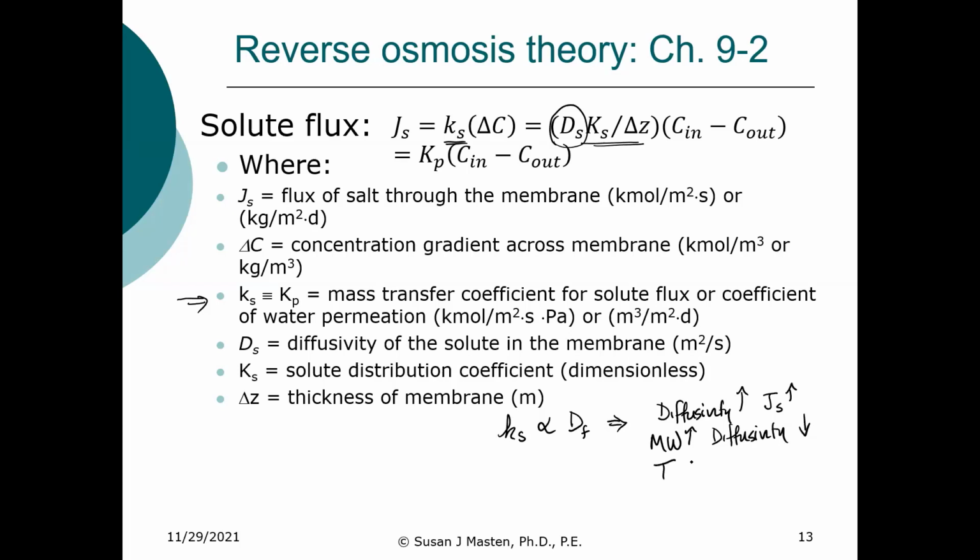However, as temperature increases, the diffusivity also increases. So how does that impact removal of ions? And that's really what we're focused on when we're looking at reverse osmosis. So let's just think we have lithium, sodium, potassium. Molecular weight is increasing. So which of these would you expect to have the highest solute flux?